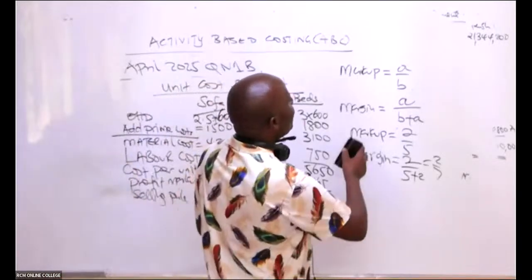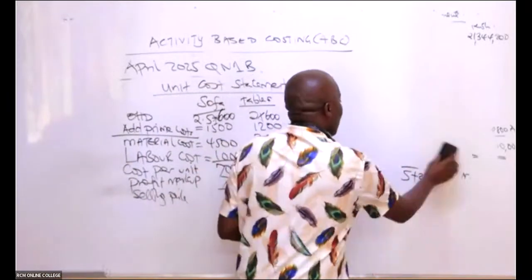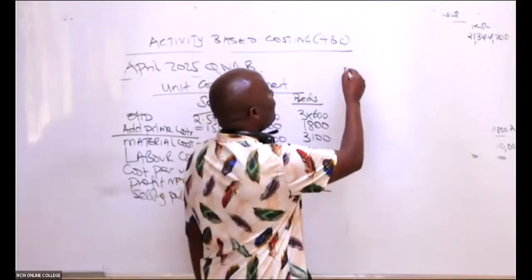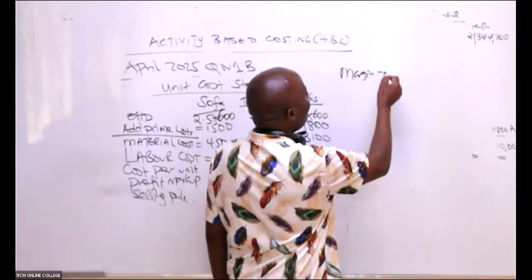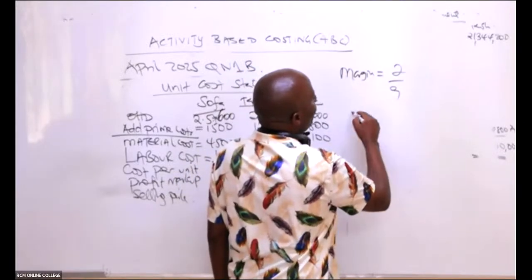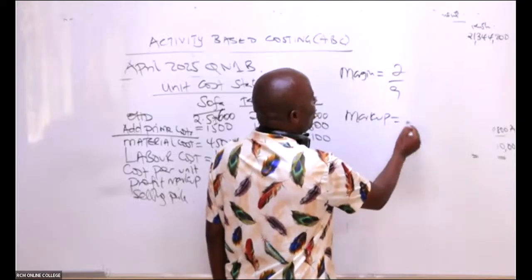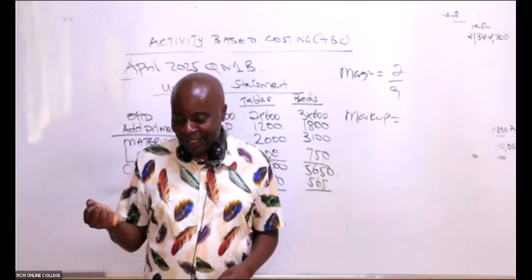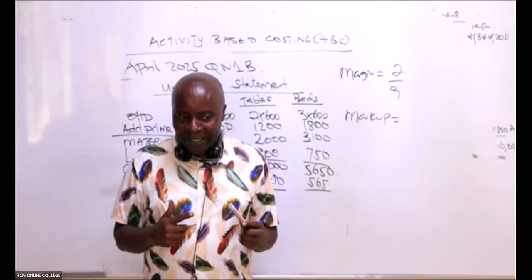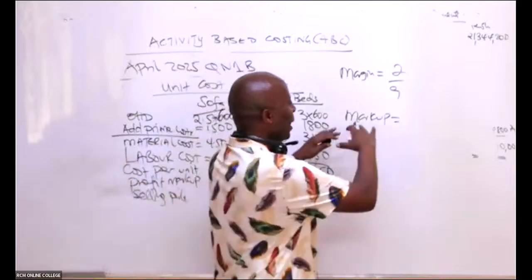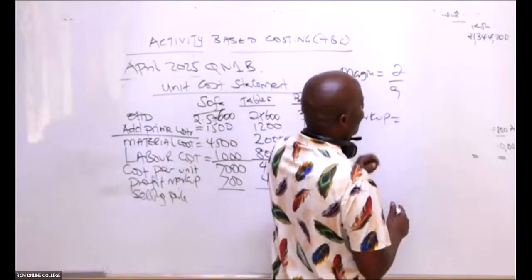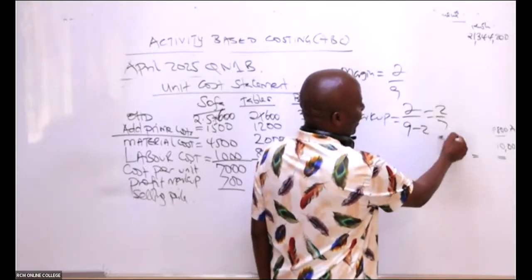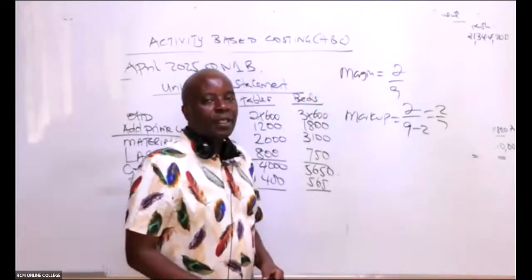What if in this case some examiner gave you margin as 2 over 9? What do you think will be the markup? Markup is the smaller one, isn't it? So for markup, the denominator is always smaller. So it will be 2 over 9 minus 2, which will be 2 over 7.